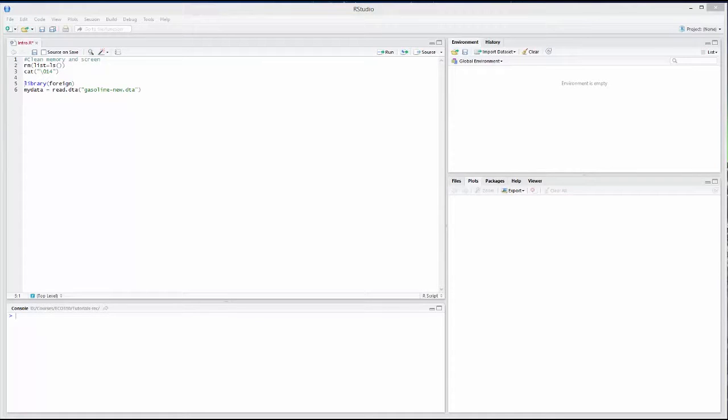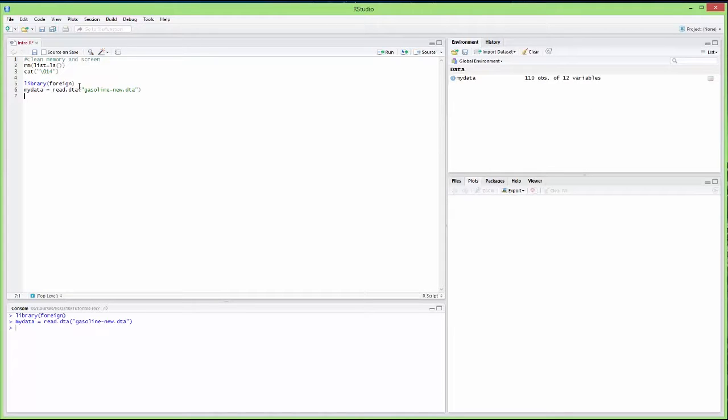In this video, we are going to see how to run standard linear regression. So I started the script by cleaning the memory and the console to have a clear workspace. And I'm going to load the data as usual, from the file gasolineu.dta. And we see the data is loaded here in the data frame my data.